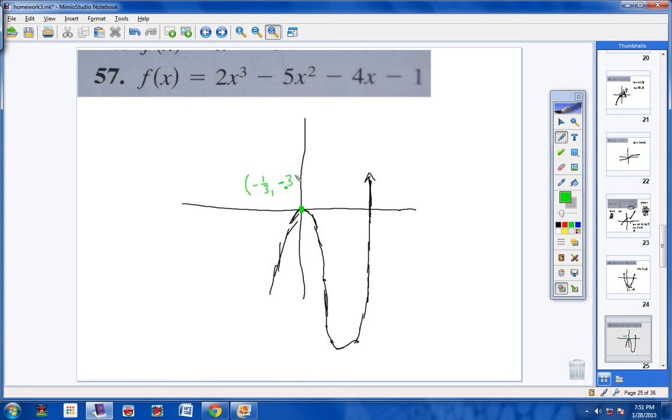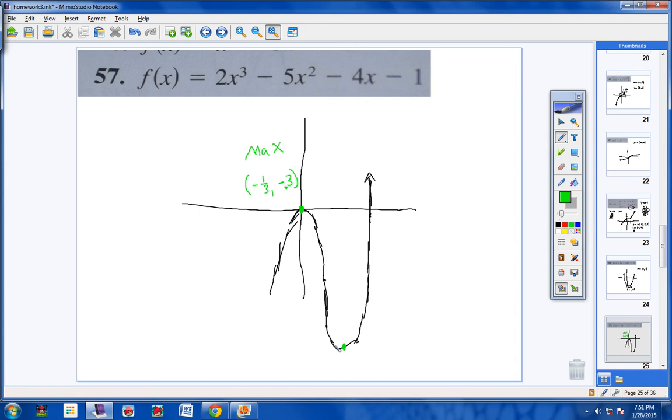Now I'm going to look at the answer book real quick and see if they have that also. Yes, that's exactly what they have, so we're good so far. Now, the next turning point I see is down here somewhere. This is going to be, by the way, a maximum point, so you would label that a relative maximum. This is going to be a relative minimum.